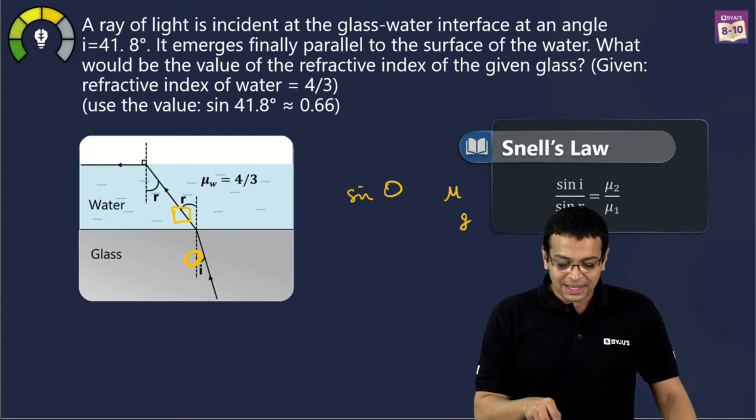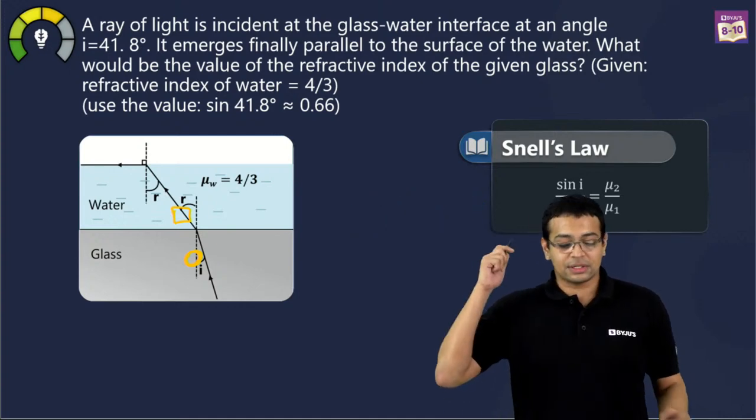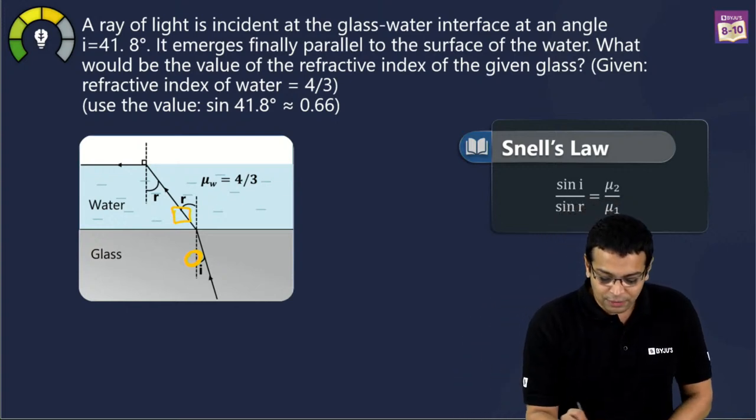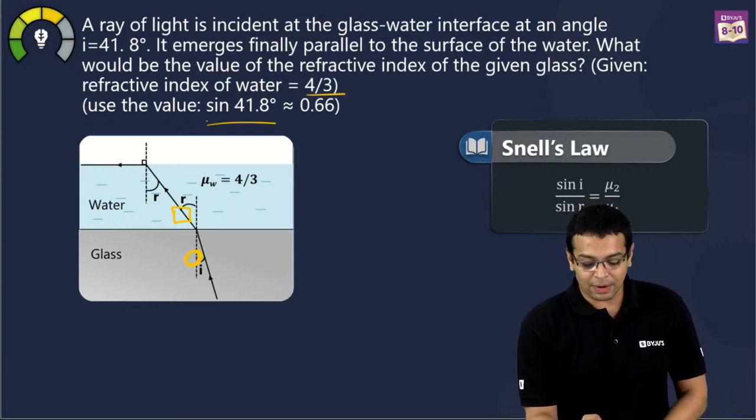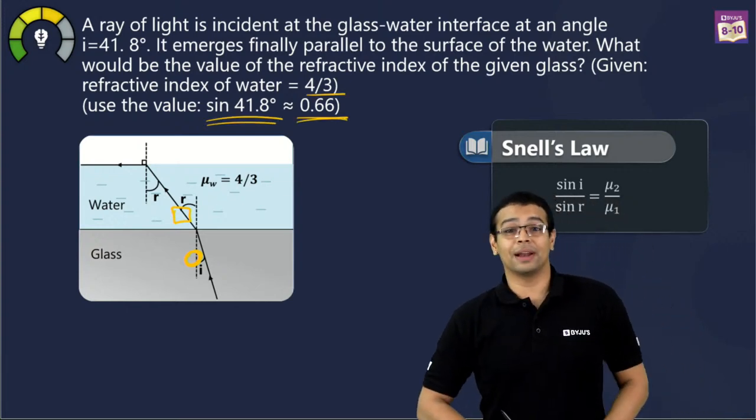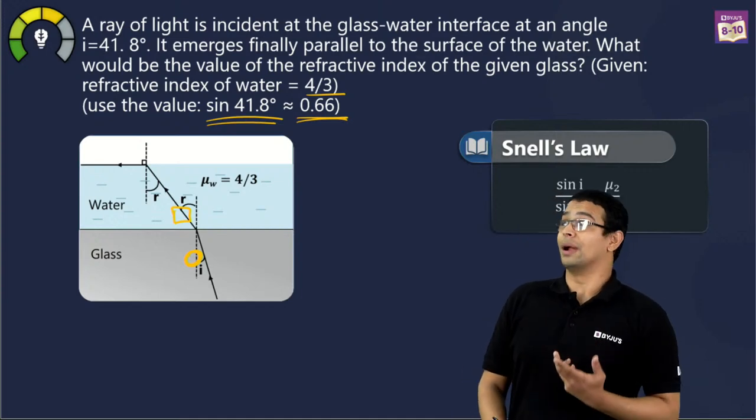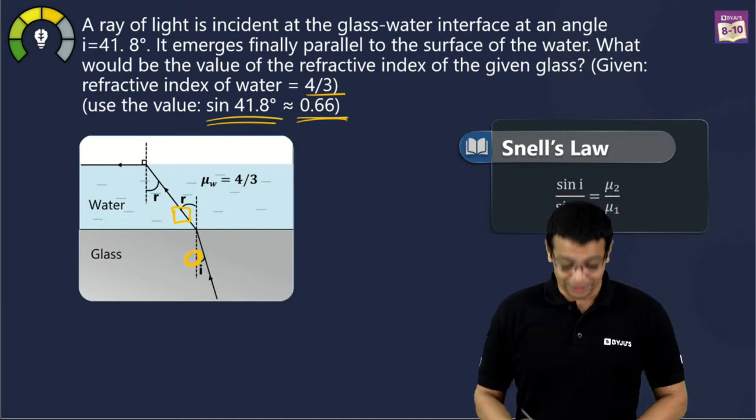Simple, easy peasy. Let's take it step by step. Use the stuff that's given to us. Refractive index of water, 4 by 3, is given to us. Sine 41.8 degrees is 0.6. I was scared that we might have to compute that sine, and I was thinking, how do I tell people how to compute that? Even I don't know it.